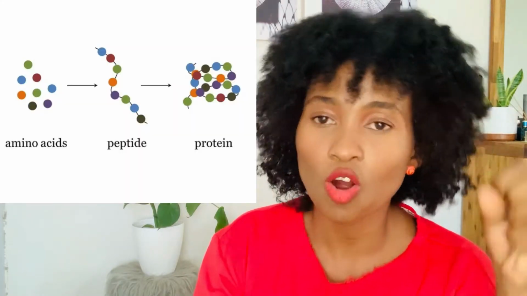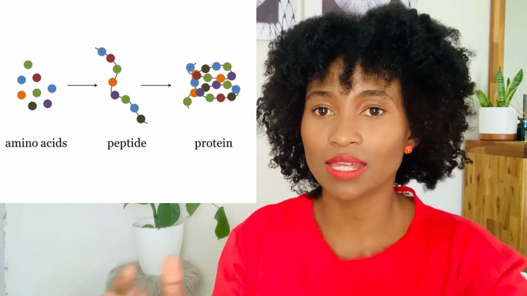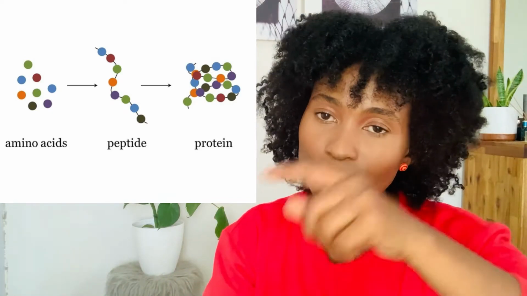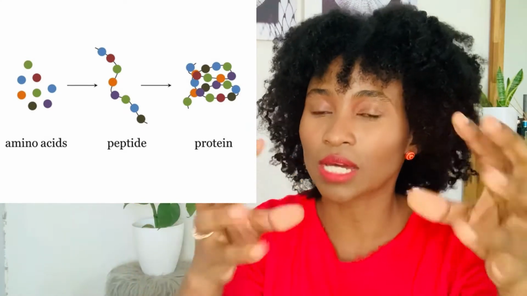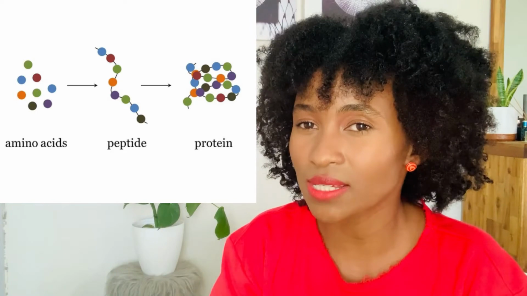Amino acids are like the smallest molecule of protein. They're a constituent of a whole protein, right? They are amino acids, and then those amino acids have what we call peptide bonds. Those peptide bonds bond those amino acid molecules together so they can make a whole protein. I hope I'm making sense, right?